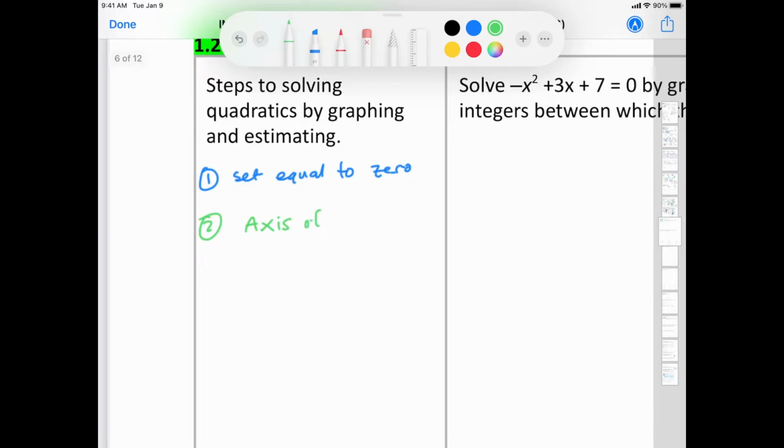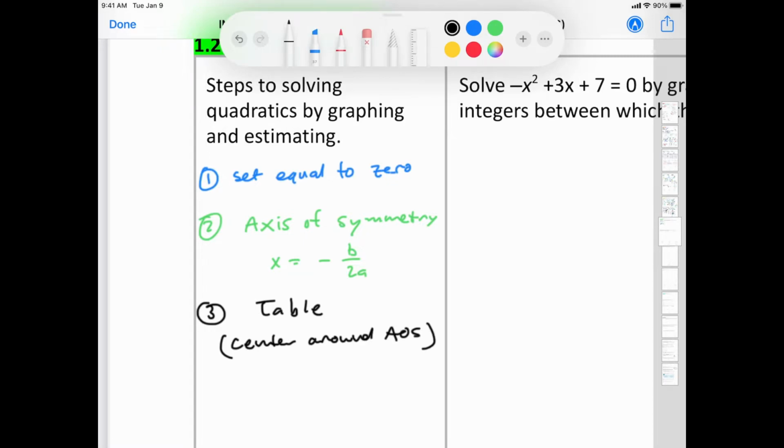axis of symmetry. Write that in your formula sheet if you haven't already. That is x equals negative b over 2a. Number 3, make a table. And I just want to reiterate that in the center of your table, center around the axis of symmetry. What that means is this value, whatever it is, is right in the middle of your table.